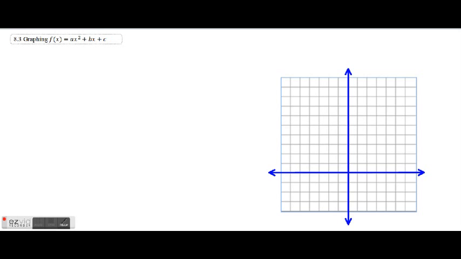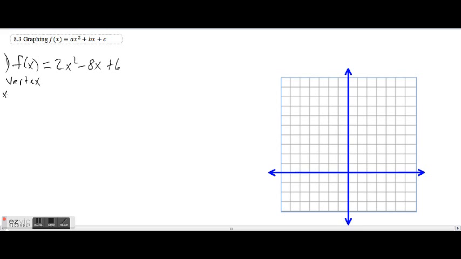Alright, so factoring quadratics. Let's say for this first one, we had f of x is equal to 2x squared minus 8x plus 6. Now we have to graph this thing. First thing we need to start off with is we need to find the vertex. So we need to calculate the vertex.